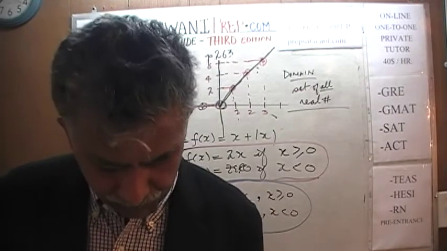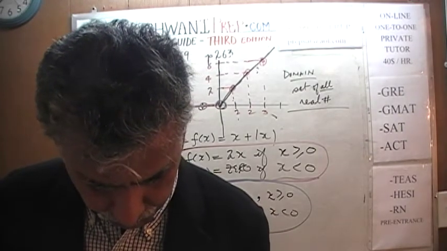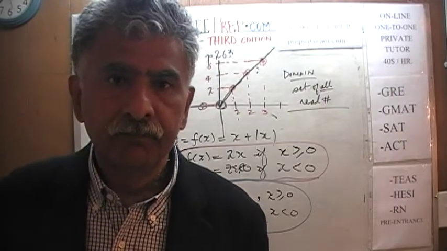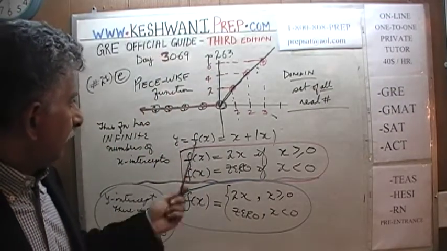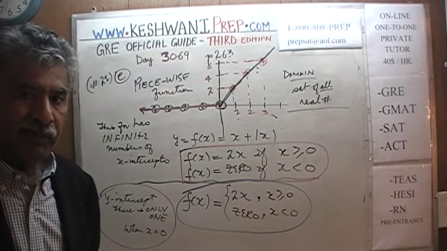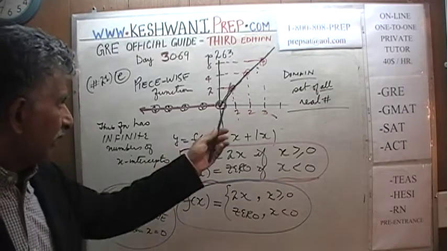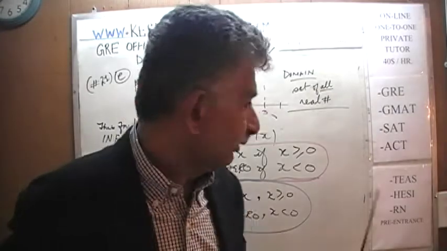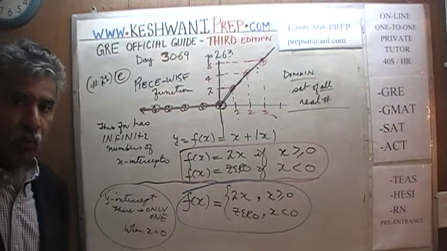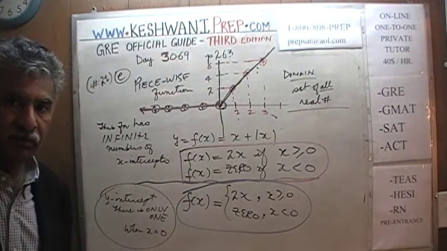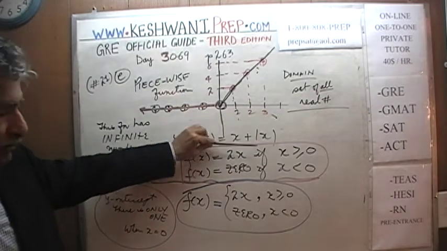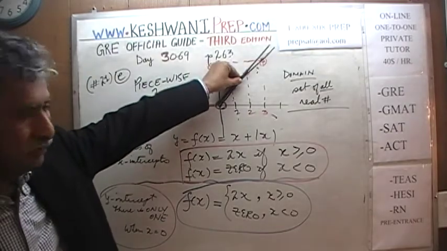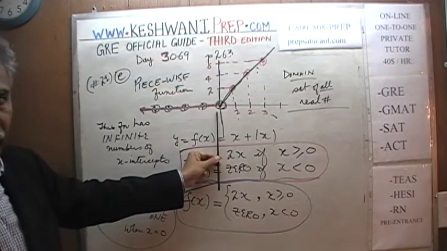What about the range? What are the values of y? What are some values that y cannot take? Can you tell by looking at this graph? There are some values of y that do not exist. As you look at the graph, what values of y do not exist? Well, you see no negative values for y. Y is either 0 or some positive value. You see that? It has no negative value.